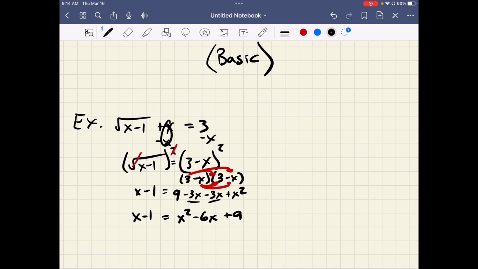Okay, now let's continue on. This is just like a quadratic now, right? We've introduced a squared into this, so I'm going to solve a quadratic equation, and to do that, I'm going to get 0 on one side, so I'm going to subtract x and add 1. So subtract x, add 1 to both sides. That gives me a 0. That gives me x squared minus 7x plus 10, and that equals 0.